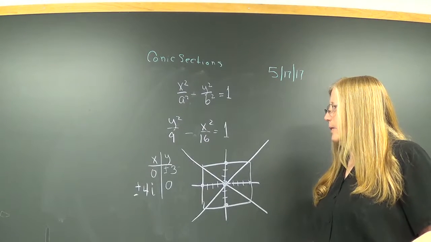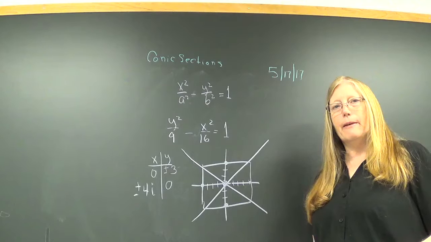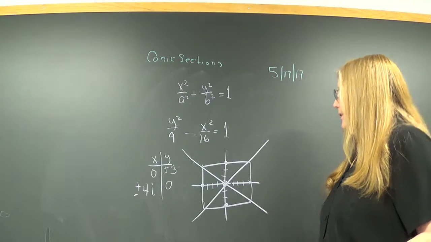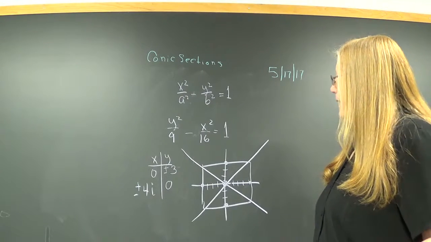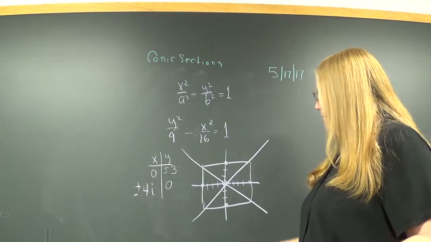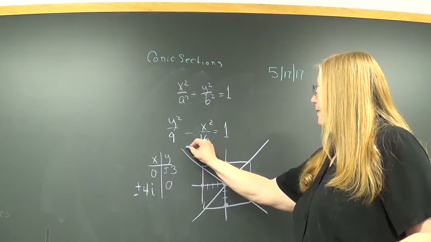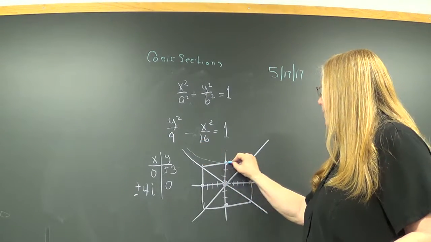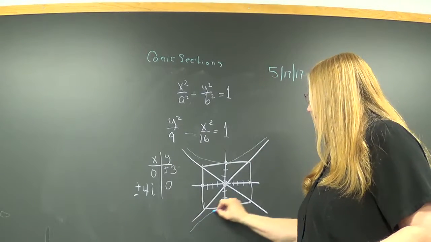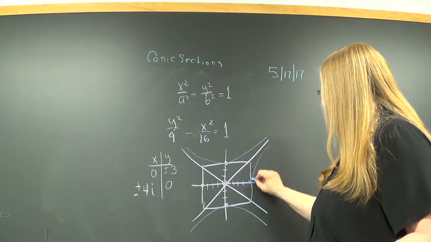An asymptote is like a fence. It keeps the hyperbola in its bound. So let's go ahead then and see. So now we're pretty much done. We know it's either going to be this or it's going to be this.